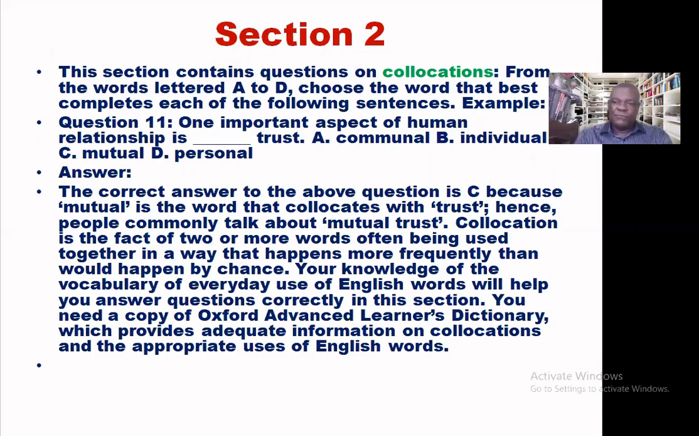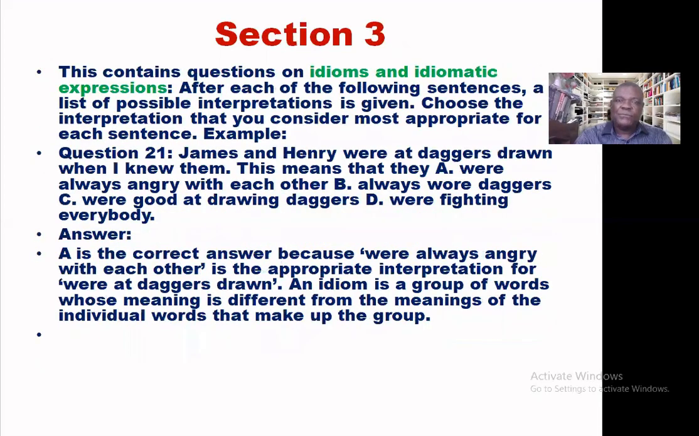Collocation is the fact that certain words are used together in English sentences. As human beings keep company or associate with one another, so certain English words tend to be used together. We shall be looking at them. Section 2, we test your knowledge of collocations. Section 3, this contains questions on idioms and idiomatic expressions, and we shall be looking at this.